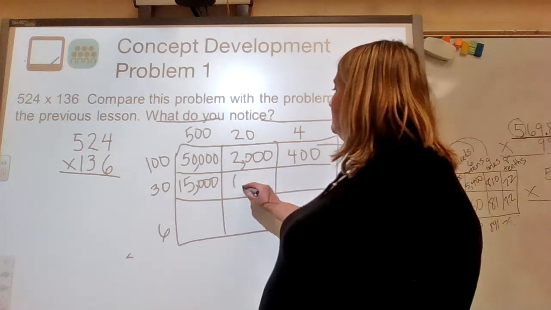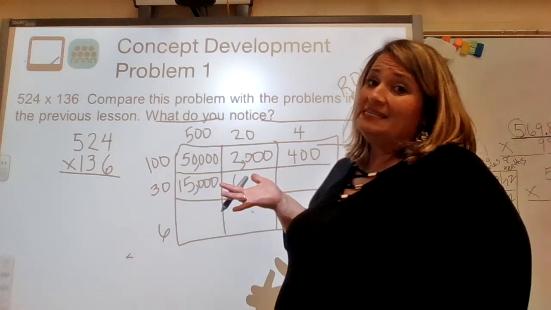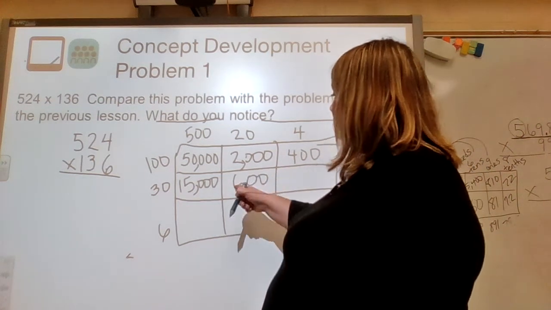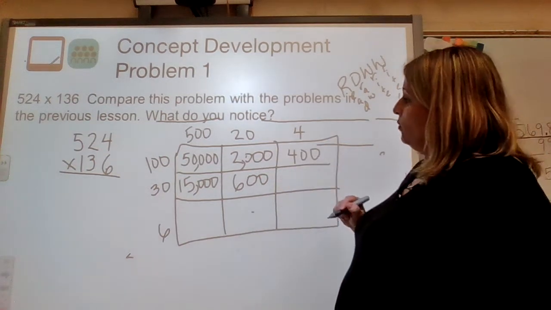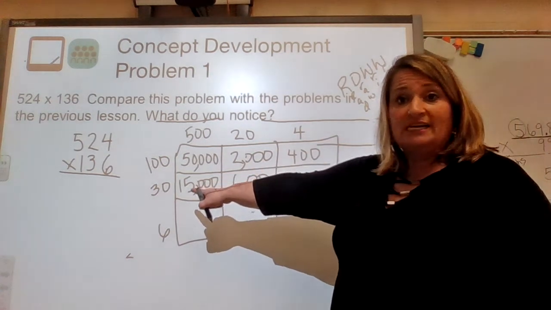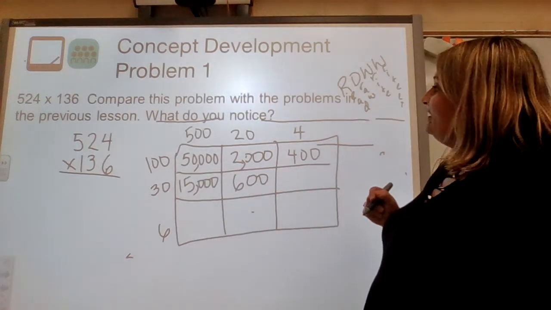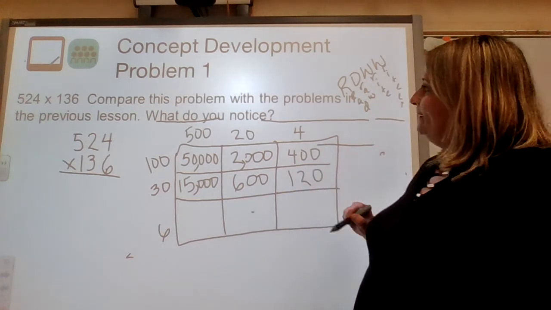3 times 2 is 6. This is just like saying 10 times 10. We know that 10 tens make 100. So let's go in and multiply. We have 600. 30 times 4, that's just like saying 4 times 3 is 12, and I'm going to multiply it by 10.